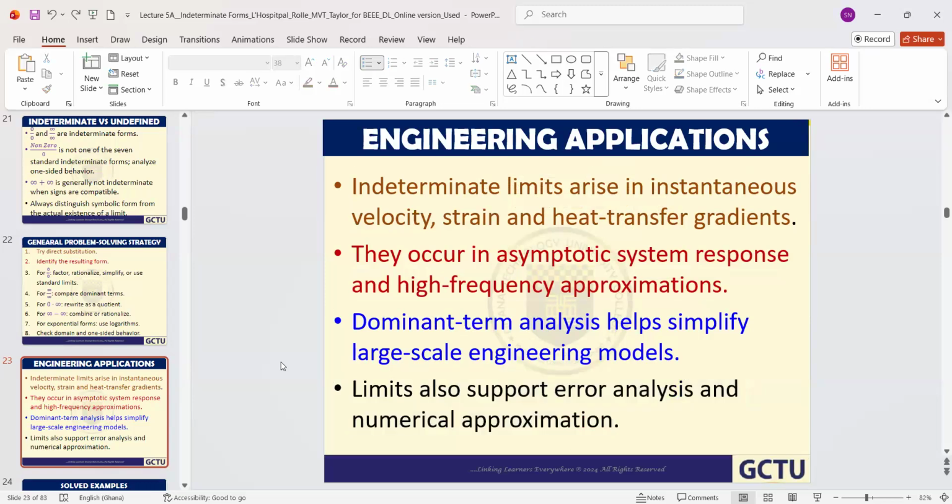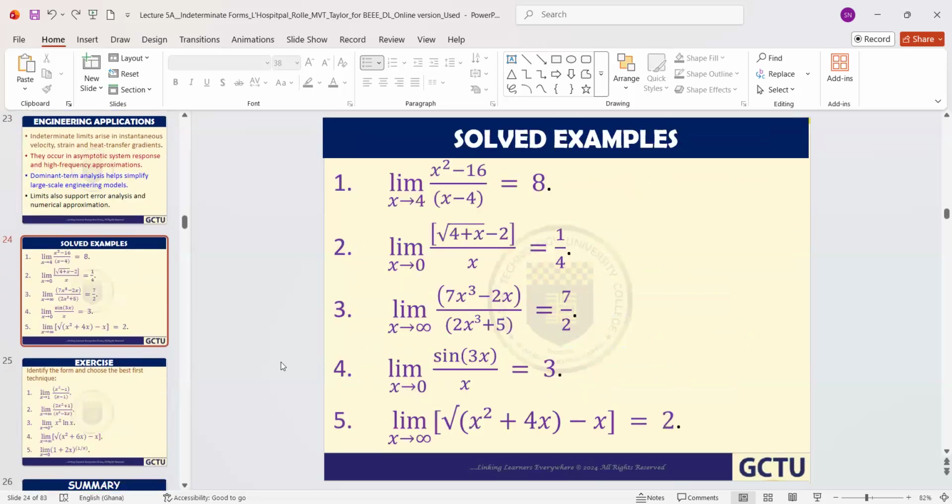Okay, so these are the areas in which this particular analysis in mathematics called indeterminate can help us solve problems in engineering. All you need to do is to identify whether the engineering problem conforms to some of these standards. Now we end with some solved problems. I won't have the time to do them manually because we've seen quite a lot of them before.